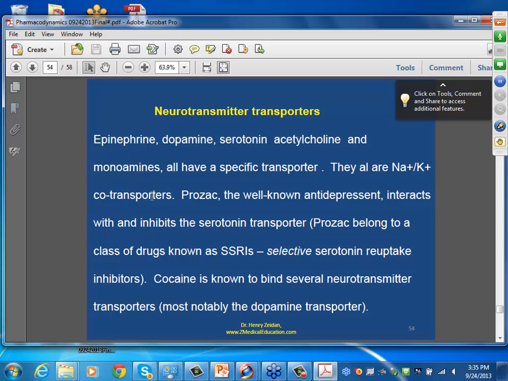Keep in mind that epinephrine, norepinephrine are considered neurotransmitters along with dopamine, serotonin, acetylcholine, monoamines. They have a specific transporter. They love sodium potassium co-transporter. A common antidepressant agent, Prozac, interacts and inhibits the serotonin transporter. Prozac belongs to SSRI, selective serotonin reuptake inhibitors. We're going to have our story in cocaine. Binds several neurotransporters.